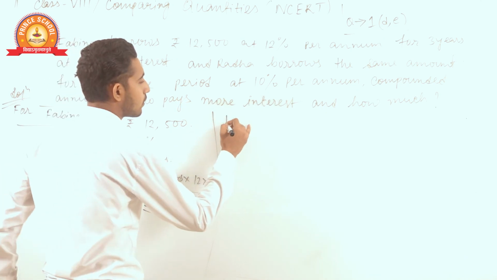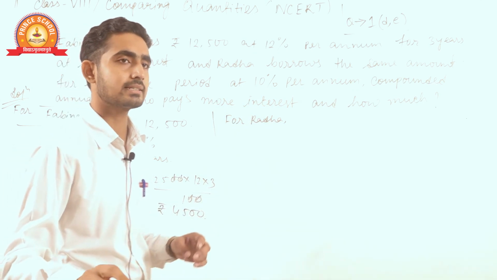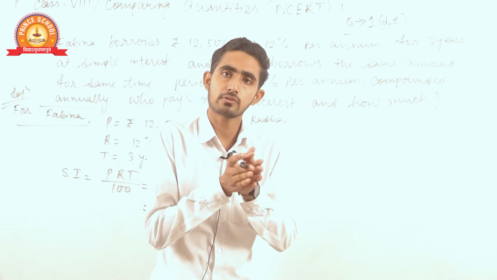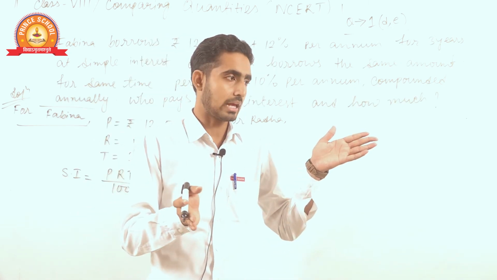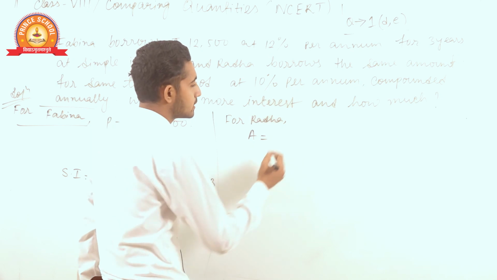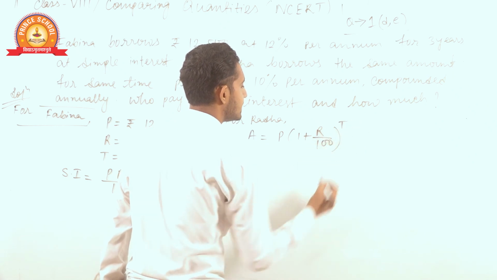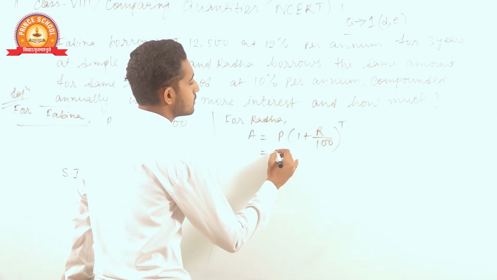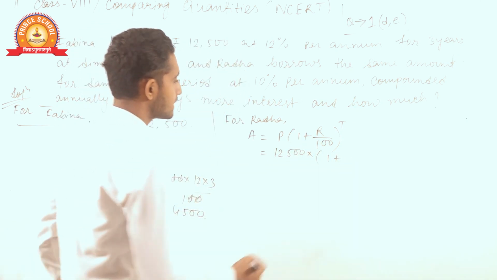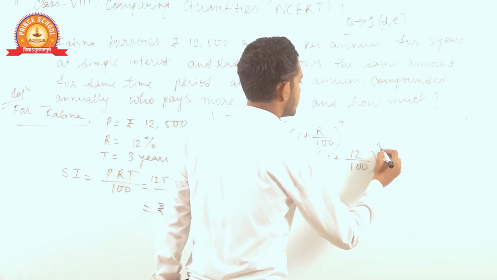Now we have to find out for Radha. Now think, how do we find CI? Amount minus principal. So first of all we have to find the amount, then amount minus principal, that is your CI. So let's find it once. What is the formula for amount? Amount is equal to P into 1 plus R upon 100 raised to the power T. Okay. Now P is equal to the same amount, 1 plus R is equal to given how many? 12% upon 100 raised to the power how many years? 3 years.